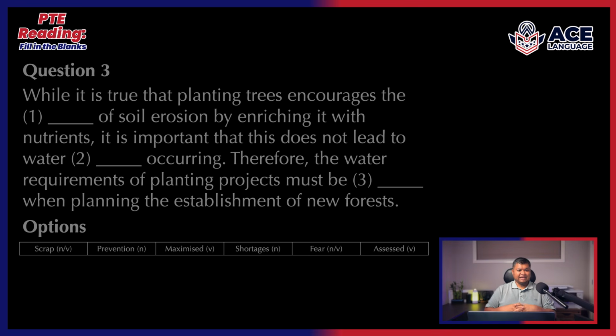Okay, now let's start with question number 3. Question number 3 is about soil erosion and tree plantation. So I can quickly look at the options. Scrap, which can be a noun or a verb. Prevention is a noun. Maximized is a verb. Shortages is a noun. Fear can be a noun or a verb. And assist is a verb.